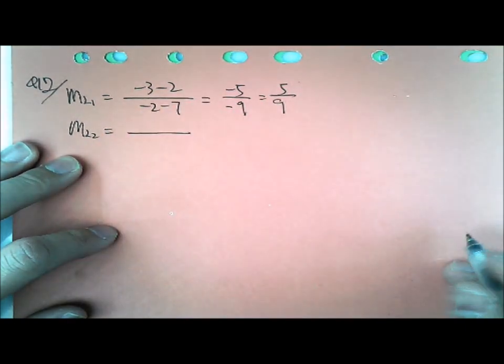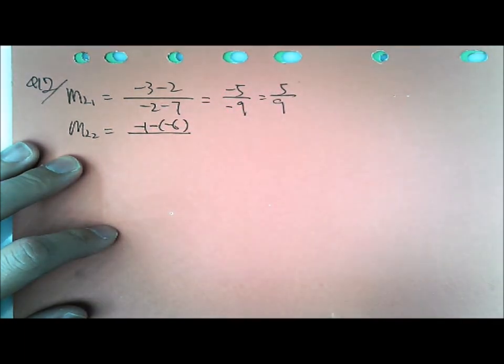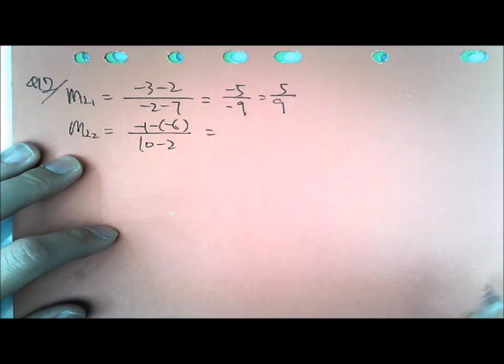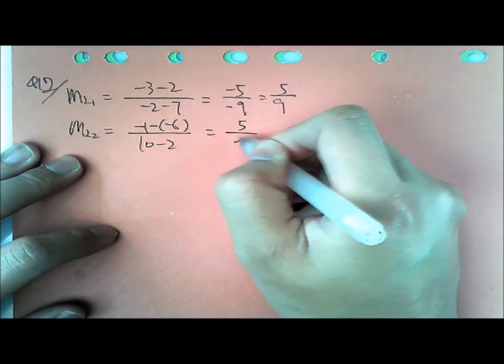Do the same thing. Minus 1, minus 6. Please mind the sign, okay? Don't mix up. And then 10 minus 2. So above here should be 5, and then this is 8 here.